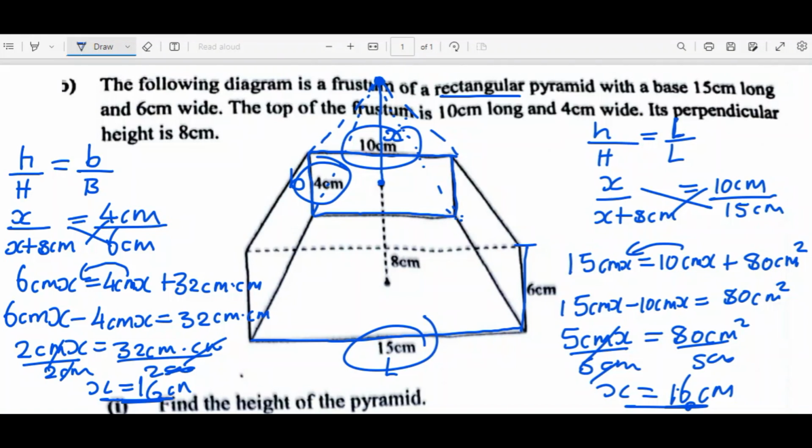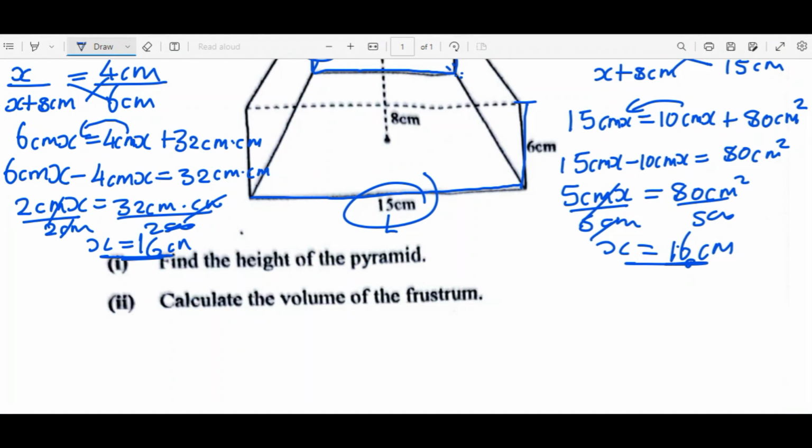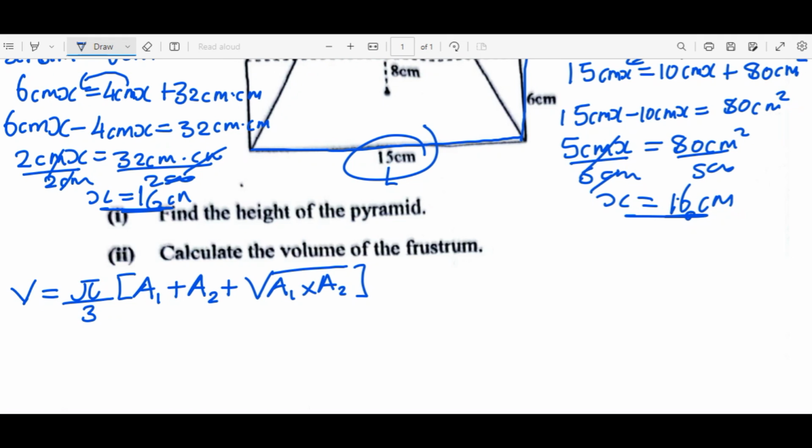So after we are done finding the height of the pyramid, let's look at Roman number 2. So Roman number 2 is about calculating the volume of the frustum. There are so many ways in which you can find the volume. Now I'm going to use this formula. Volume is equal to pi divided by 3 open brackets, area 1 plus area 2 plus the square root of the product of area 1 and area 2. So this is the formula that I'm going to use.